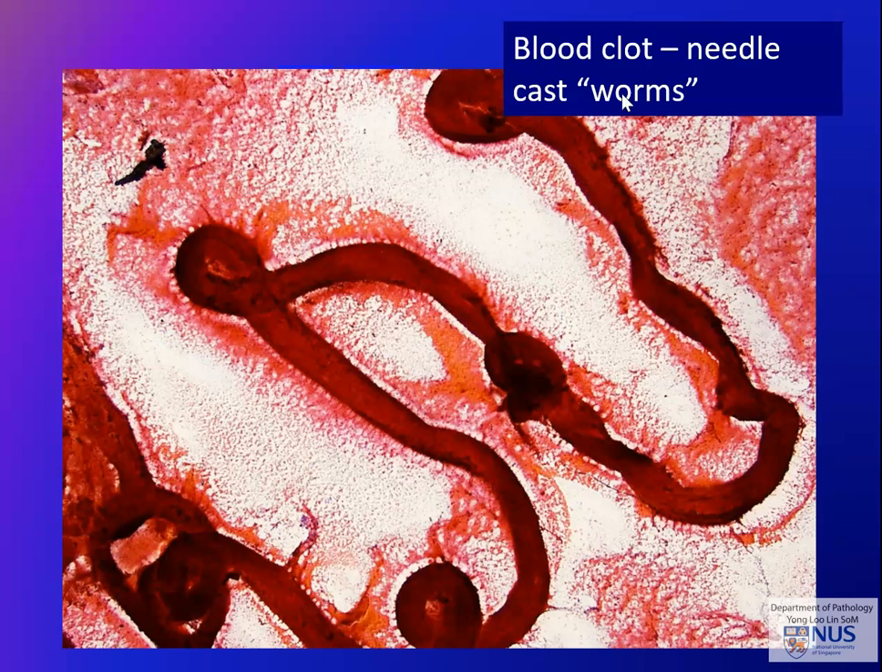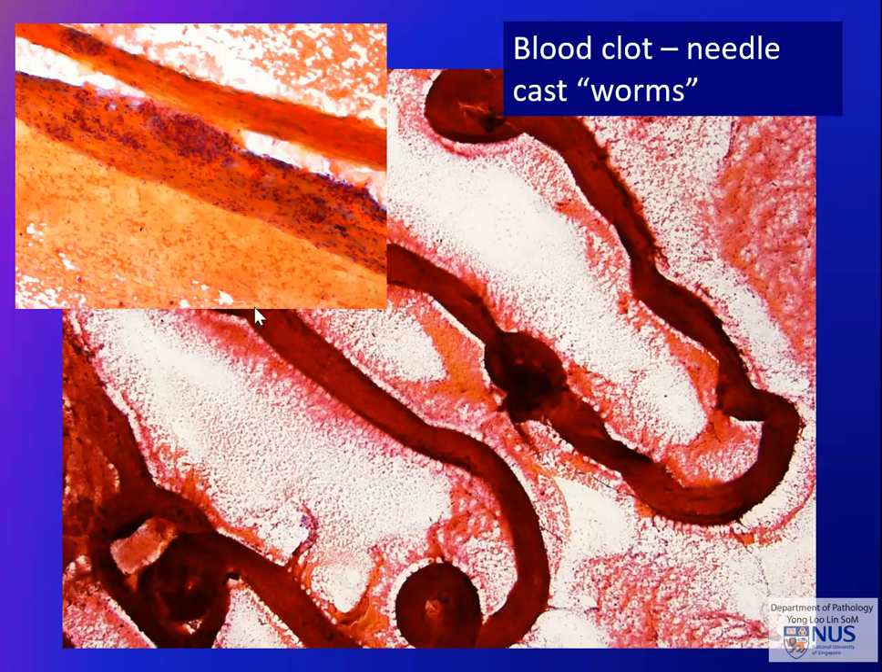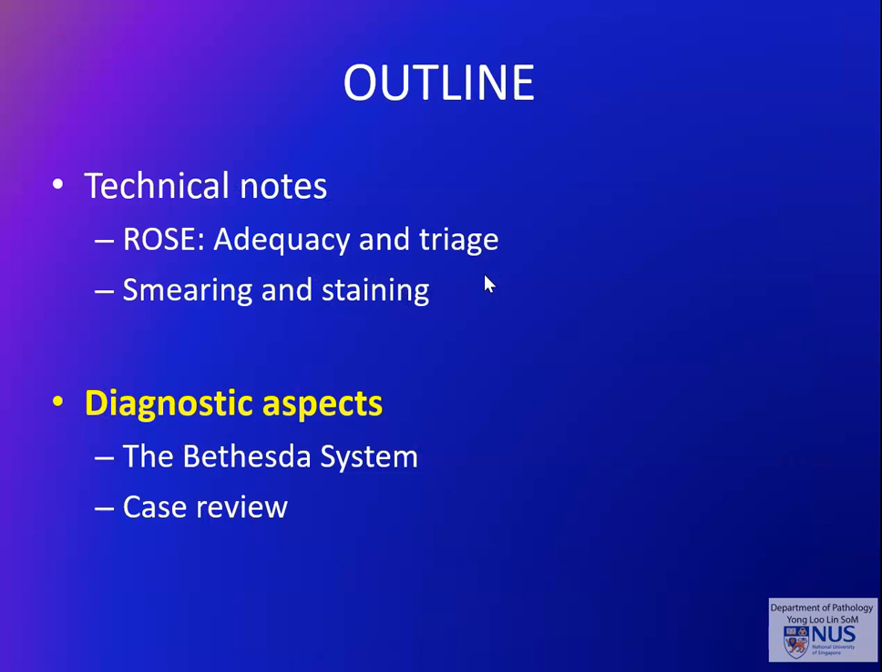Here is another artifact. This is due to blood clotting in the needle itself. This is like a needle cast of a blood clot, and they are called worms. The problem with worms is that the blood is very thick and often obscures all the lesional cells. So again, it renders them non-evaluable. The ideal duration to spend inside a lump where the needle is in the lesion is less than 10 seconds, and this would prevent or minimize blood clots and worms.